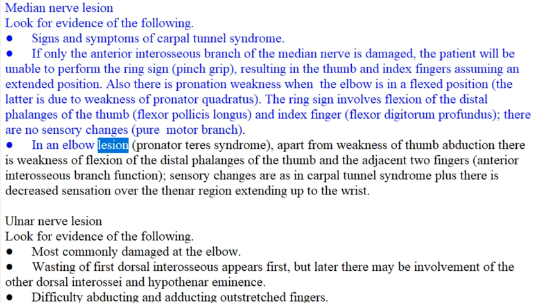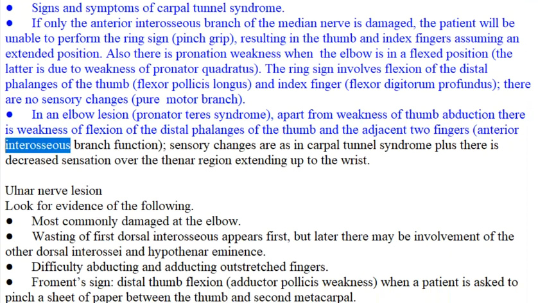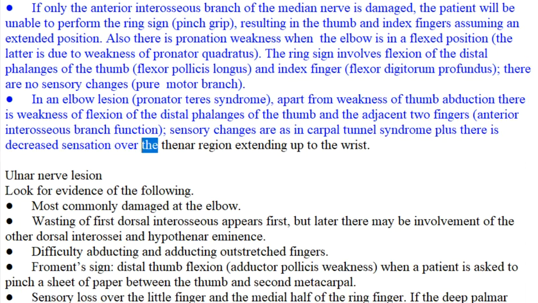In an elbow lesion, pronator teres syndrome, apart from weakness of thumb abduction, there is weakness of flexion of the distal phalanges of the thumb and the adjacent two fingers, anterior interosseous branch function. Sensory changes are as in carpal tunnel syndrome, plus there is decreased sensation over the thenar region extending up to the wrist.